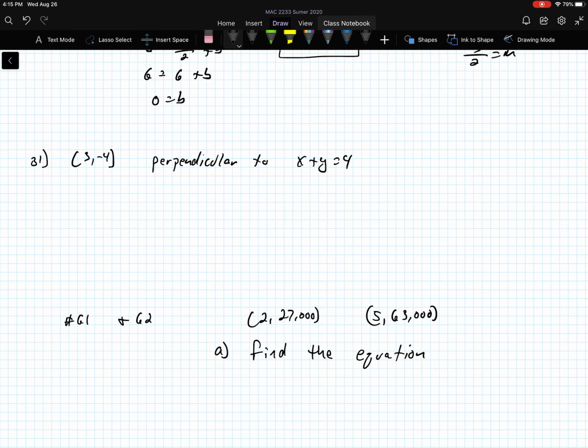Perpendicular, again, in this case my a is 1, my b is 1, so it's going to be -1 over 1, which is -1. So -4 is equal to -1 times 3 plus b, so -4 is equal to -3 plus b. So it's going to be -1 is equal to b. So it's going to be y is equal to -x minus 1.